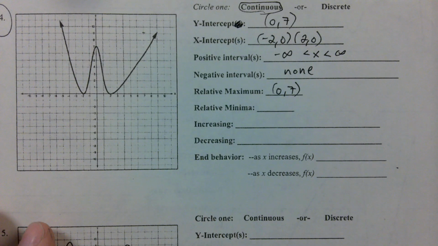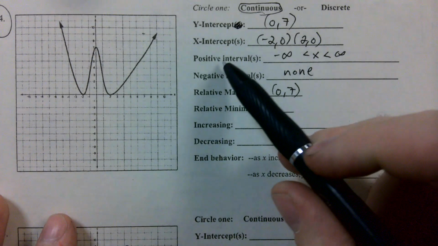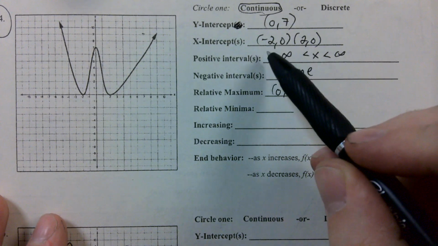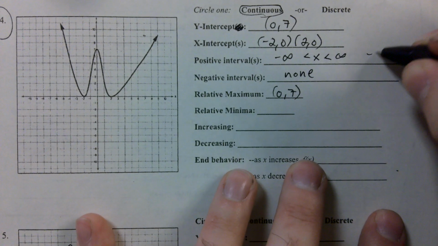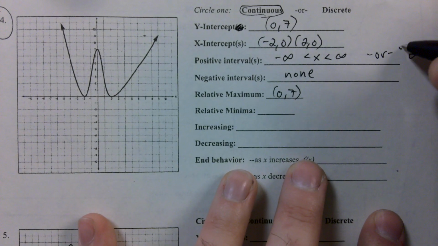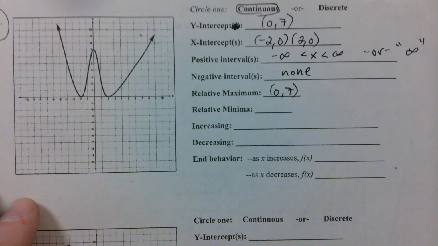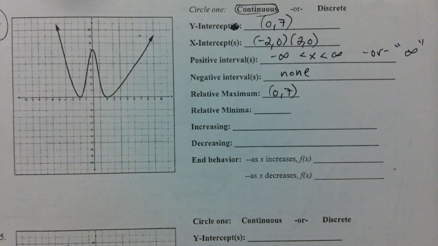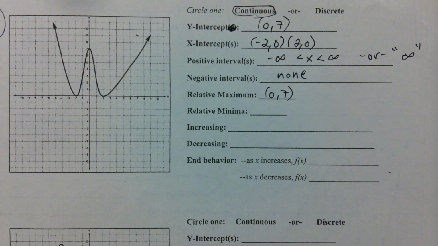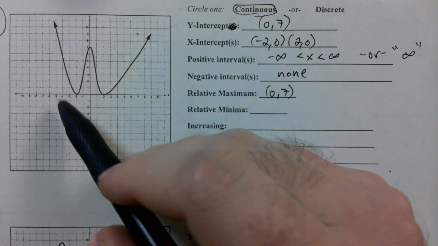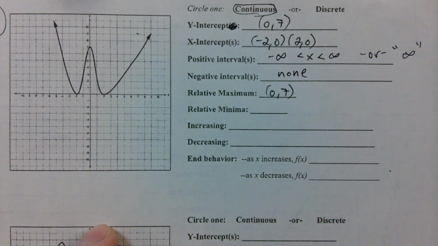Let me say that again. My positive interval will be anywhere greater than negative infinity or less than positive infinity. Or we could just say my positive interval is infinity, forever. This function will never, ever, ever dip below the ocean line and go under the water, like we talked about. It's always going to be up, up here on the sand.